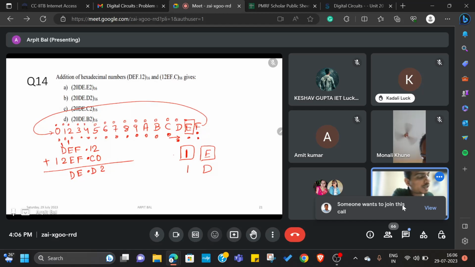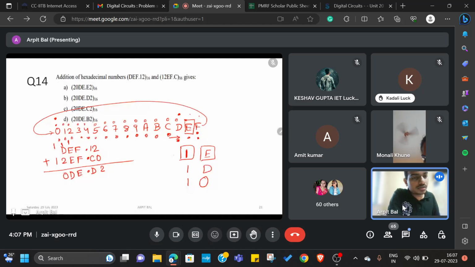Now let us start from D, move 2 steps to the right, 1, 2. But there is a carry that is coming from the previous addition, so we land up at 0. So we will have a value of 10 actually. 0 is here and 1 goes to the carry for the next computation. So 1 plus 1 is 2. The final value that we arrive at is 20DE.D2. That is the representation in hexadecimal.